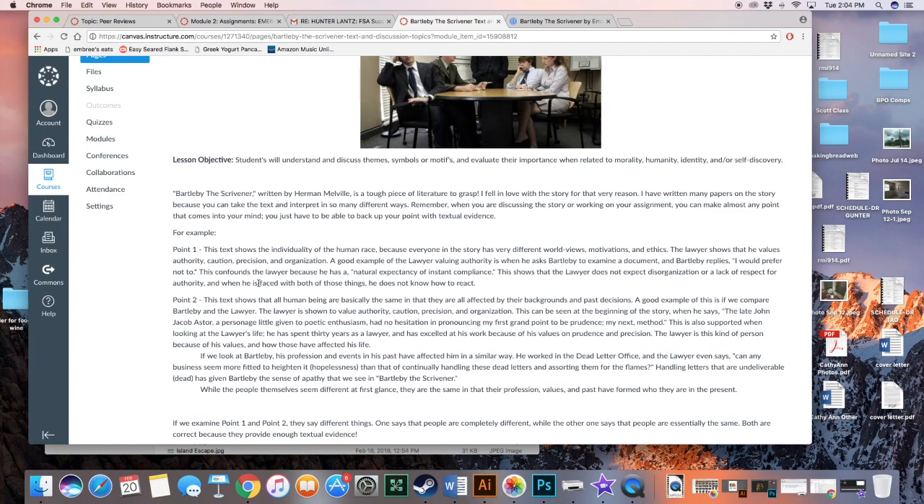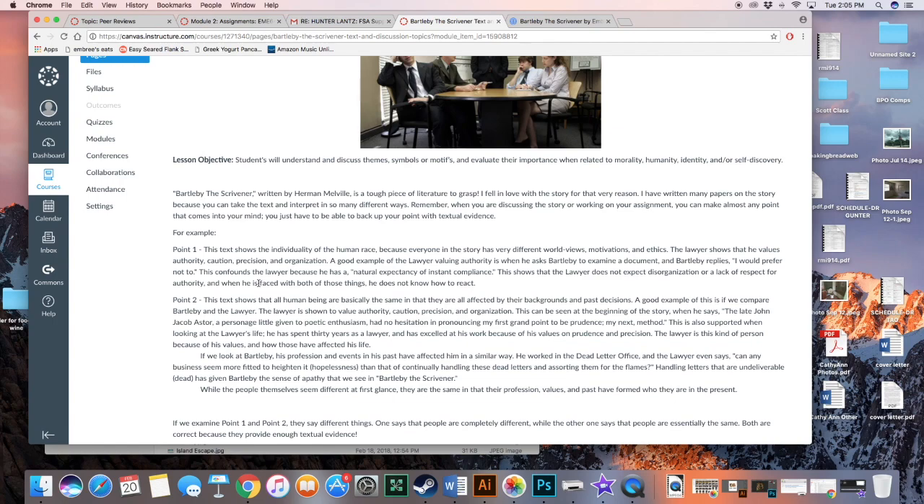Point two, this text shows that all human beings are basically the same in that they're all affected by their backgrounds and past decisions. So the first one says people are all different based on their backgrounds. The second one says people are all the same, but they're only different in certain aspects because of their backgrounds and past decisions. So how can both of these statements be correct? Well, let's take a look at the textual evidence for point two.